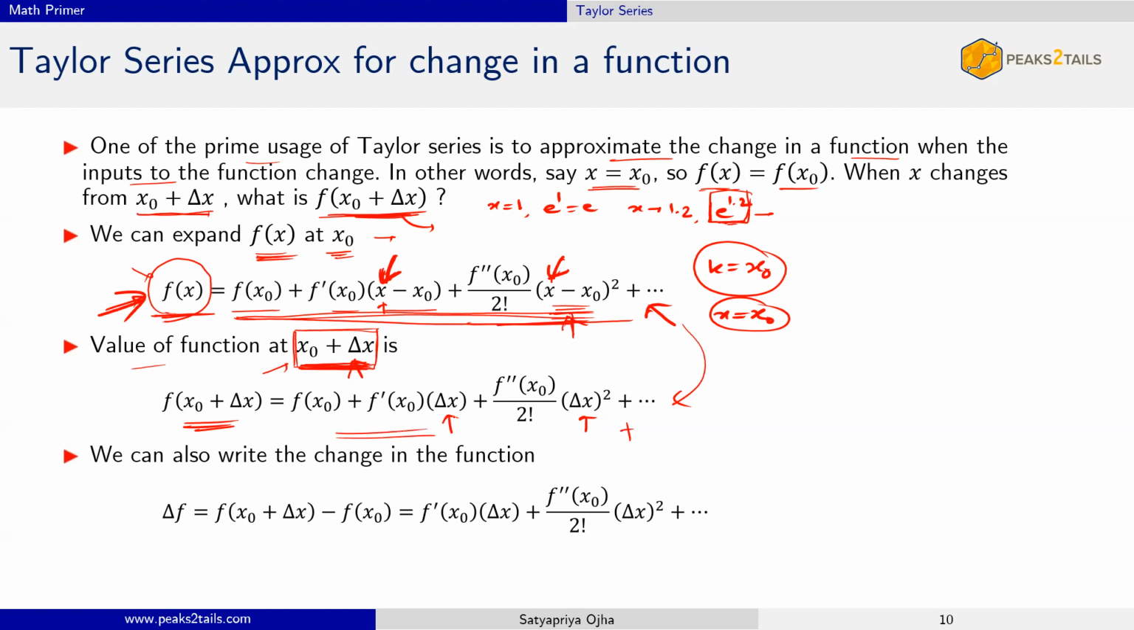Okay, if you understood this, finally, you take this one to the left-hand side. That gives you f of x0 plus delta x minus f of x0, which is nothing but the change in the function delta f. This is how much the output changed because x went from x0 to x0 plus delta x, right? And that is this. Is this clear, guys?